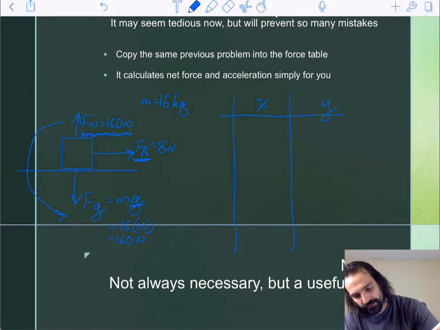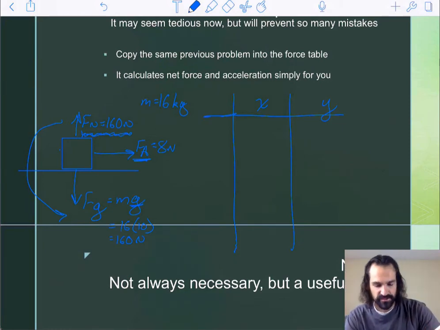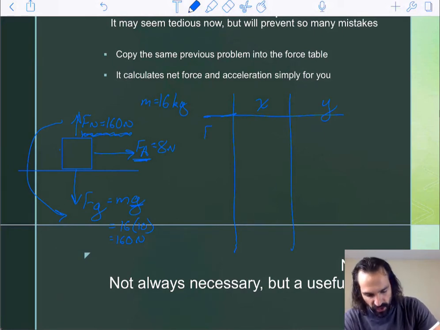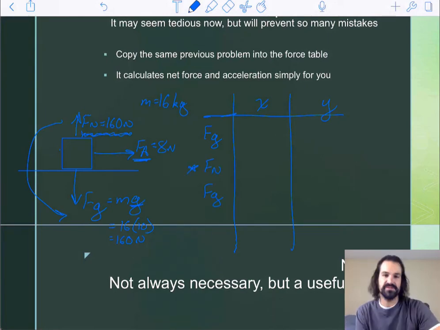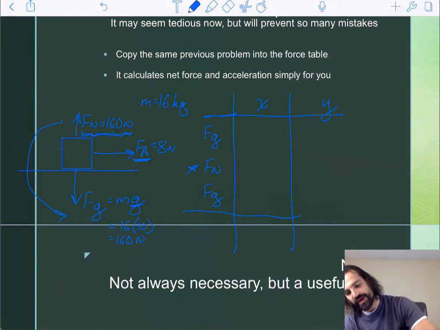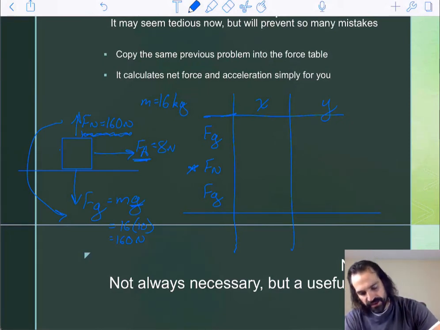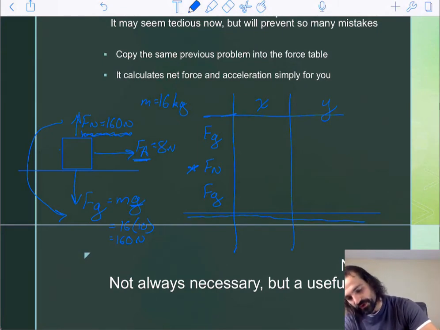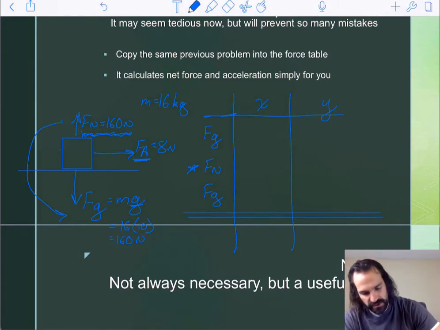So number one, make sure you just draw a force table. Number two, fill in all forces along the left side. So we have the weight, we have the normal force, and we have the force of gravity. And again, I'm going to do normal force last, just so I don't accidentally fill something in that's not correct. And then at the bottom, we're going to create these sum lines for net force, because net force is the sum of all other forces.